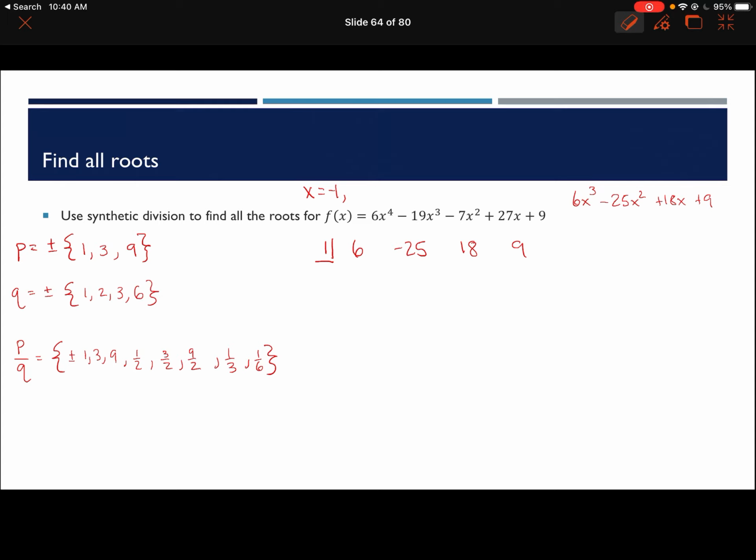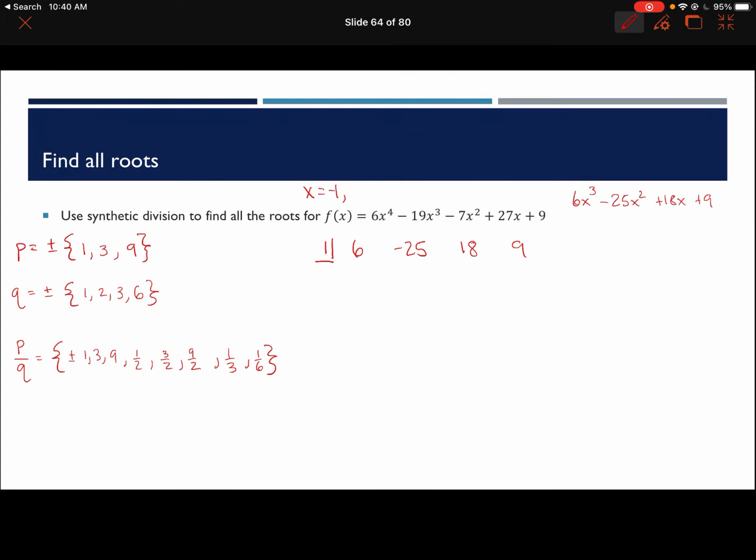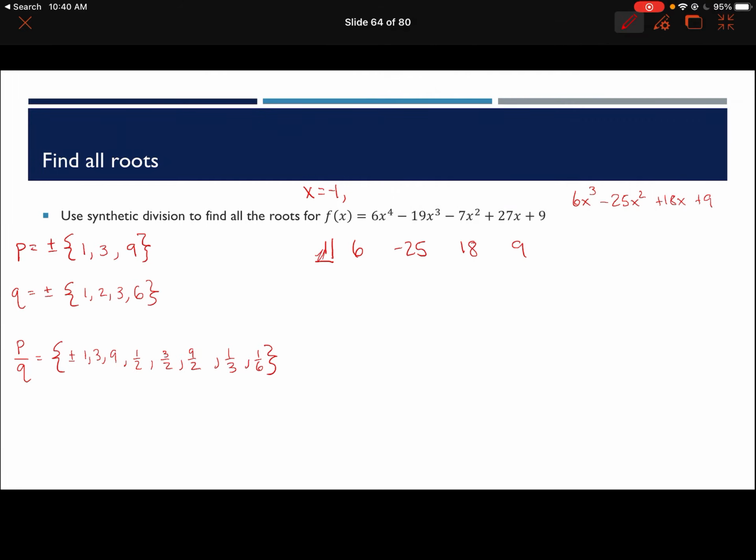But I think when I made this example, I did not actually use that. So instead, we're going to move on to trying maybe a fraction. So let's try like a half, for instance. And so you can see that rational numbers also work here. So say we try 1/2 doing synthetic division.